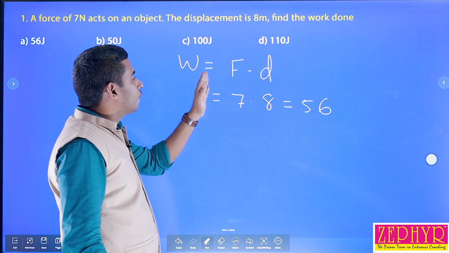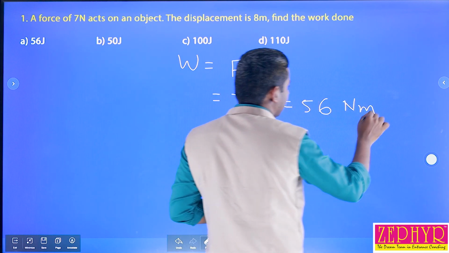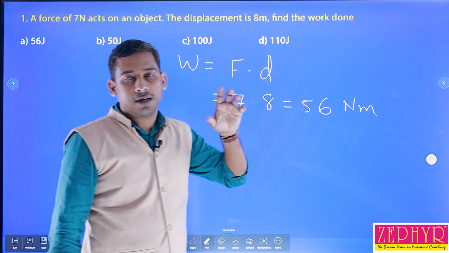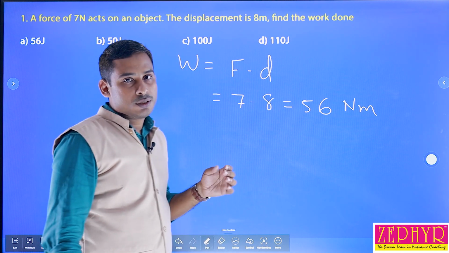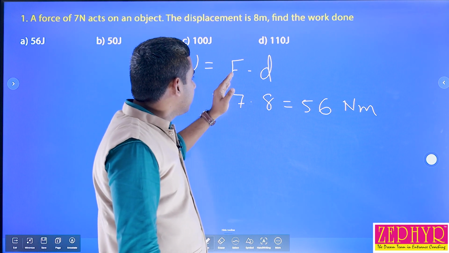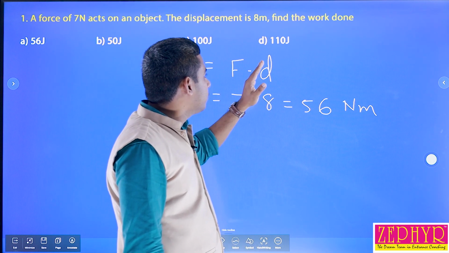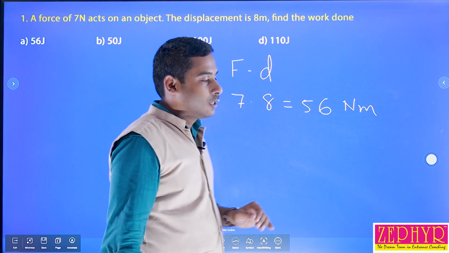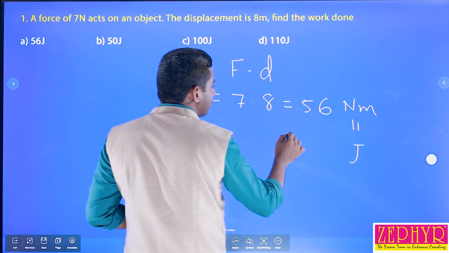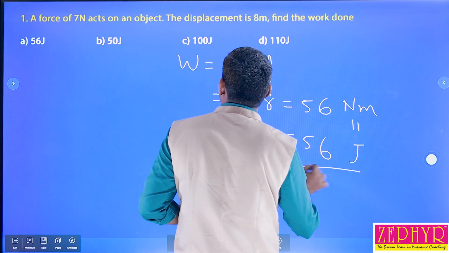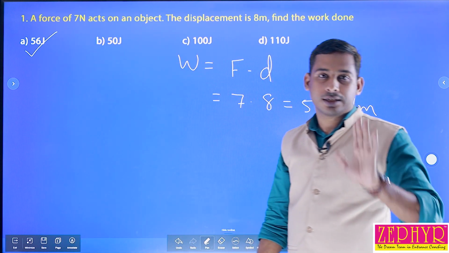Then the unit of work done we can write in terms of Newton meter, because its definition is force into distance. Am I right? The SI unit of force is Newton and the SI unit of displacement is meter, and this Newton meter is equal to joule. So the answer will be 56 joule. That means option A is the correct answer.